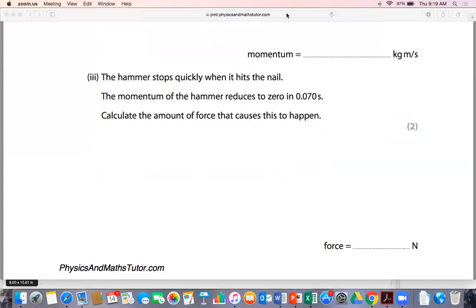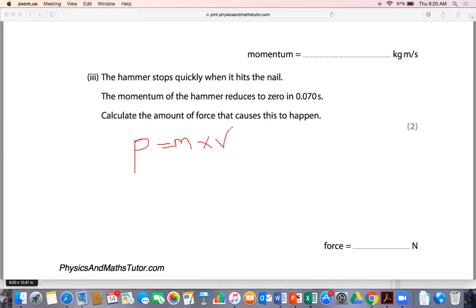Alhamdulillah. Okay, I put 11.5. Momentum, sorry, momentum equals mass times velocity. That is the formula that was used, the formula at the top.